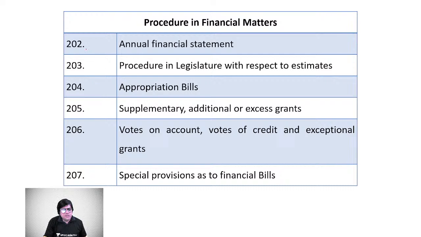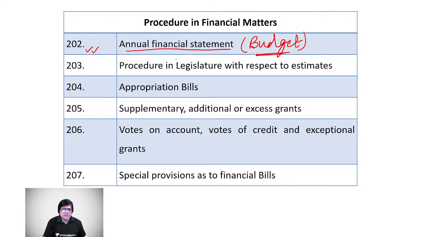And Article 202 talks about the annual financial statement, which is the same thing as the budget. So the state budget, just like the central budget, is presented by state governments in the legislature, and particularly the presentation is done in the Legislative Assembly. And here again, the powers of the Legislative Council are very limited, and we'll see what the limitations of the powers of the Legislative Council are.